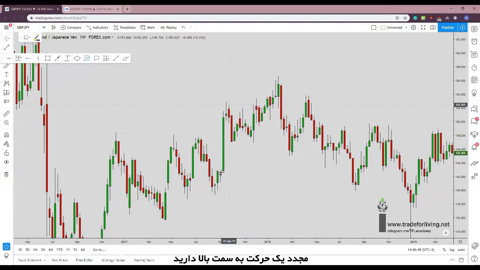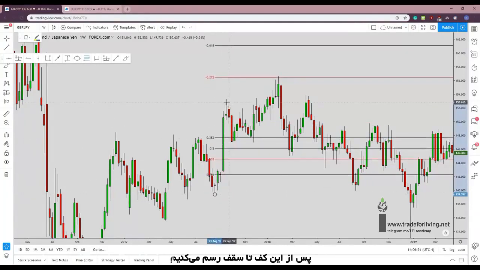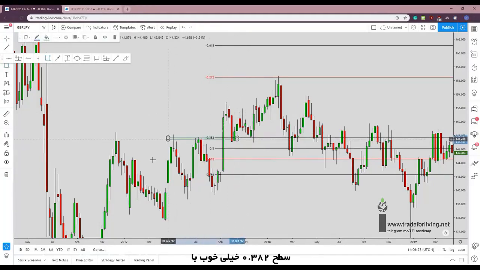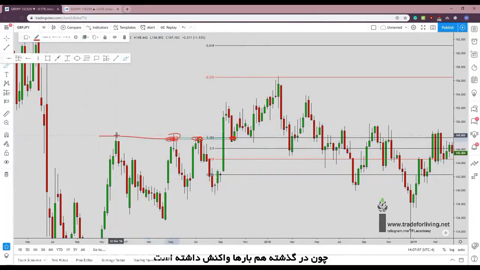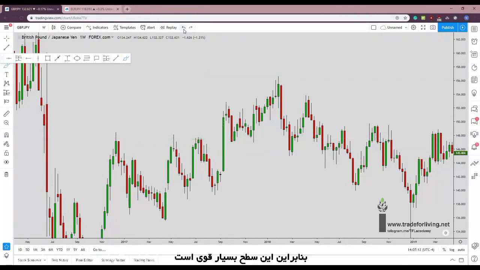Again, you have an impulse to the upside. So take it from the low to the high, look left, and see which Fibonacci level is lining up better with structure. In this case, the 382 is clearly lining up perfectly with the previous resistance, now turned support, and also this was a historical structure level because it was respected also in the past. So again, very strong level in the market.